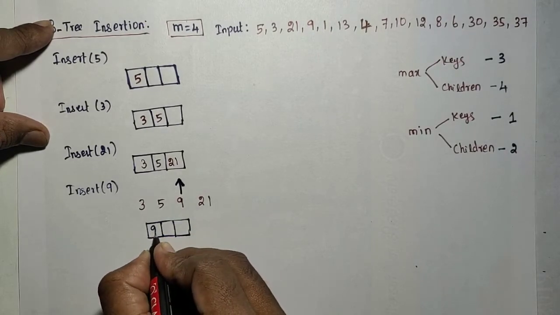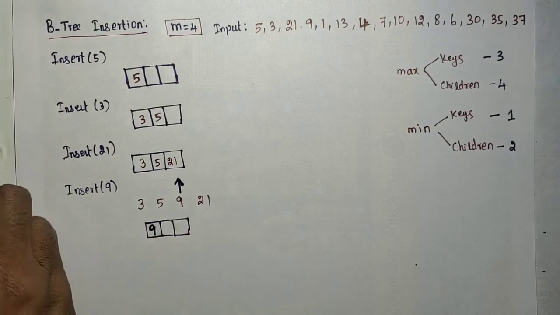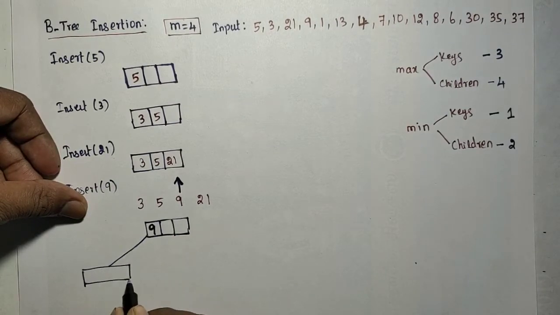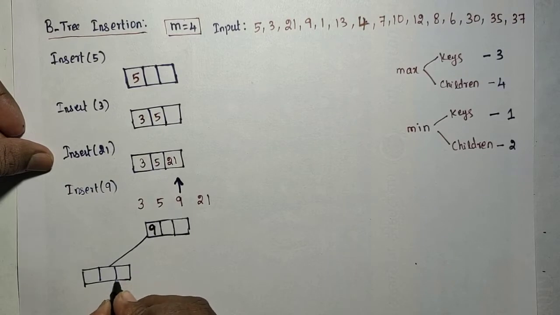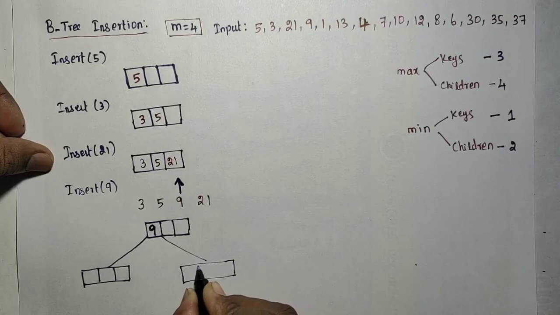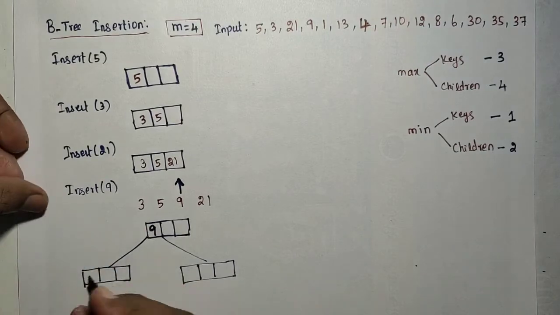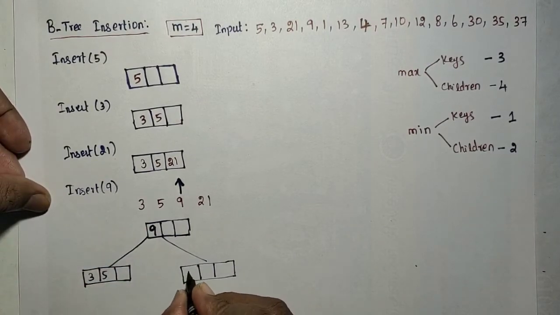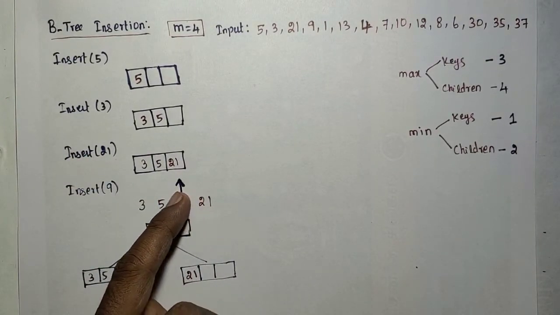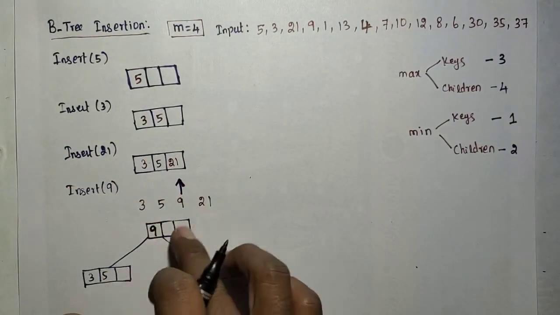So in the root the 9 will be there, and in the left of the root 3, 5, and in the right of the root 21. So we have split into two, and we have increased the level. So far only one level was there, now it is becoming two levels, with 9 in the root.